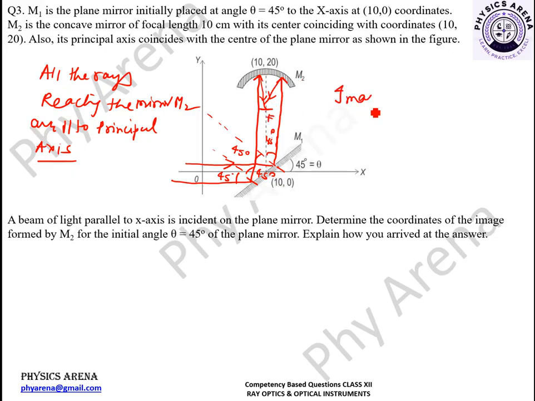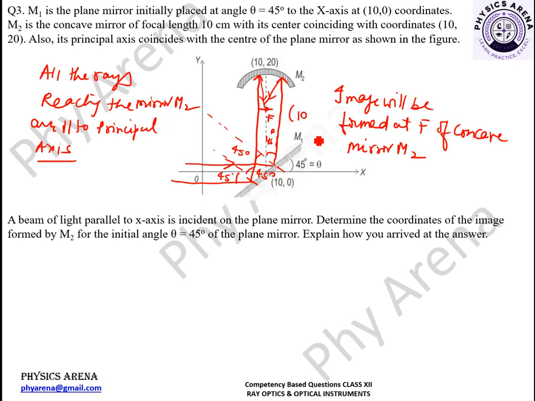So the image will be formed at F of the concave mirror. Now we need to find the coordinates of the focus. We know that this focus F has x coordinate 10, and it is given in the question that the focal length is 10. So we need to come down 10 units. Here we are at 20, so coming down 10 units, this will be (10, 10).